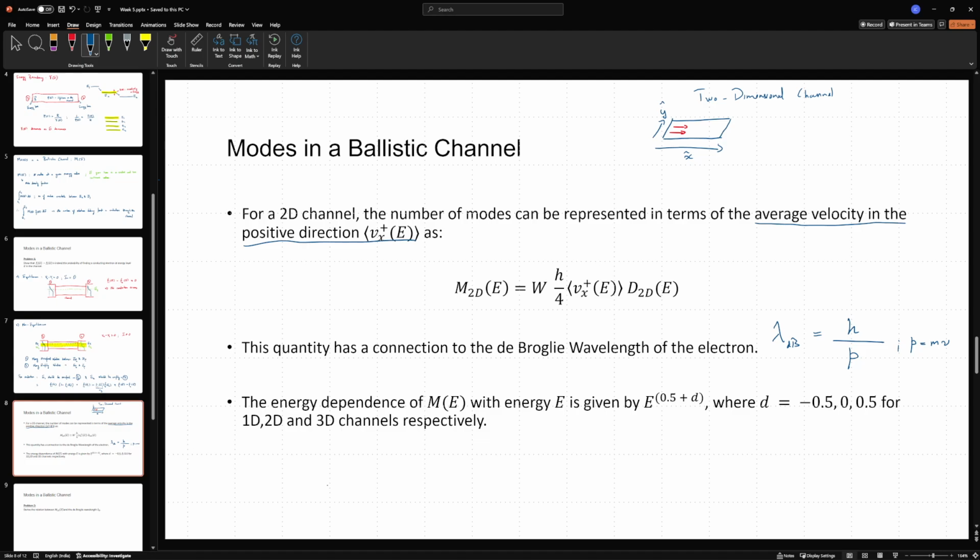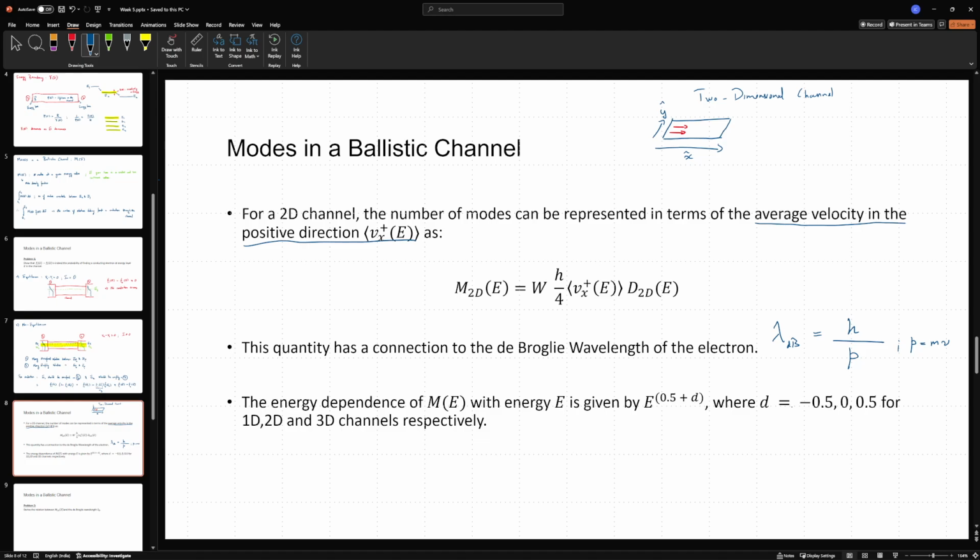And another result that I am taking for granted, although this cannot be derived, is the energy dependence that the mode density function has with E, which can be given as E to the power 0.5 plus d, where d can be minus 0.5, 0 and 0.5 for a 1D channel, 2D channel, and a 3D channel respectively.